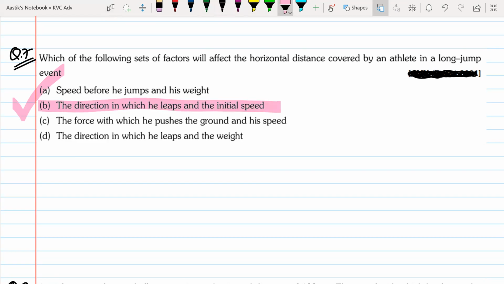Remember, when you talk about the horizontal distance that it covers, we are talking about range. And if you look at the formula of range, it is u square sine of 2 theta by g. So it depends on u, which is the initial speed. It depends on theta, which is the direction in which he jumps. So the correct answer is B.